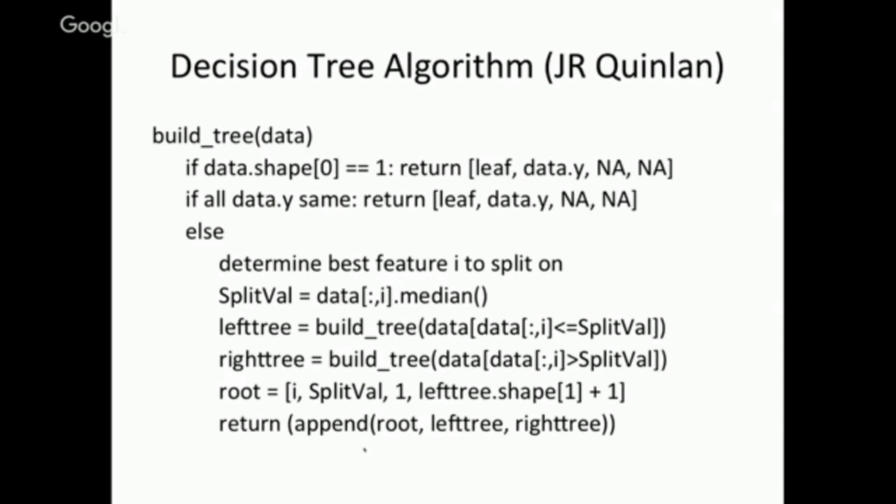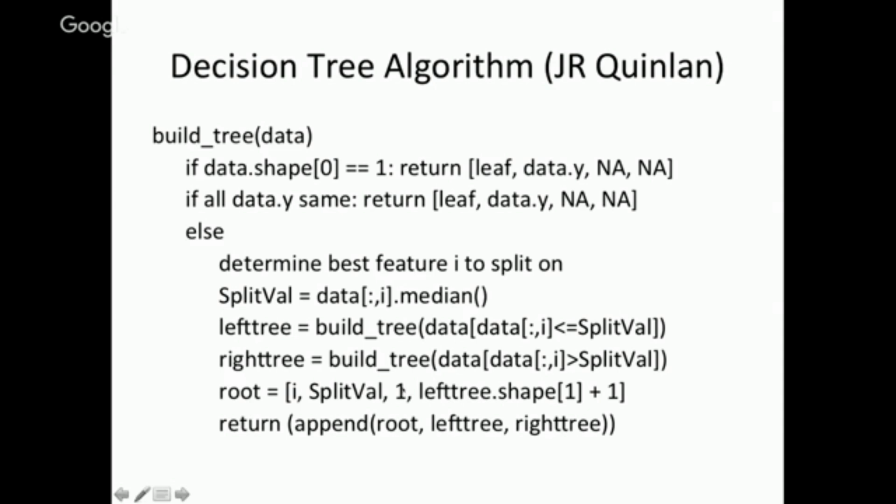We still need the root, and here's how we compose the root. The first element here is the feature we're going to split on. We determined that's I, right? The next column is the value we're going to split on. That's split val. It turns out that in our formulation here, the left tree always begins at the next row.